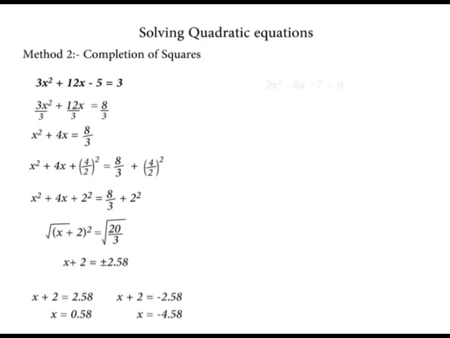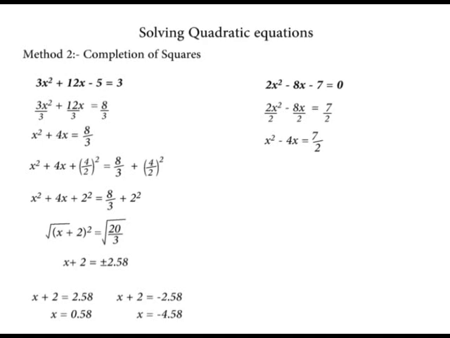One more, 2x squared minus 8x minus 7 is equal to 0. We take minus 7 to the right hand side. We have 2x squared minus 8x is equal to 7. We divide everything by 2 to make the leading coefficient 1. And so we shall have x squared minus 4x is equal to 7 over 2.